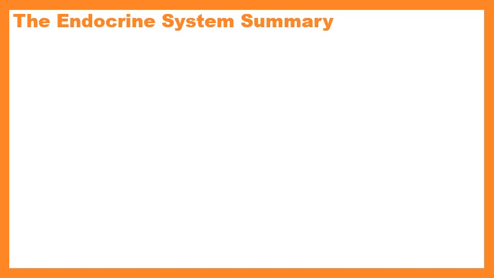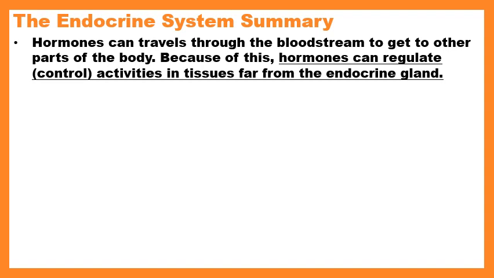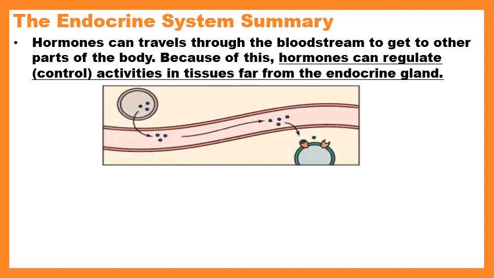So I just told you that hormones only act on certain cells or target cells, but they can act on target cells that are far away in the body. The hormone doesn't need to be right next to the target cell in order to control it. Hormones can travel through the bloodstream to get to other parts of the body. And because of this, hormones can regulate or control activities in tissues far away from the endocrine gland, and that's going to be the gland that secretes it.